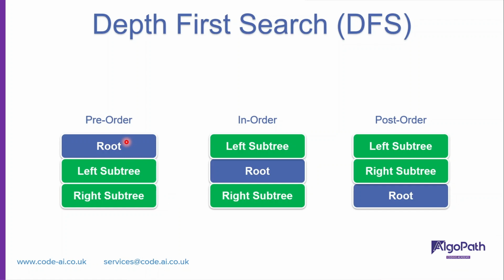For pre-order, the root is visited and processed first, then left and then right. For in-order, the left subtree is processed first, then the root, and then the right subtree. For post-order, the left subtree is processed first, then the right subtree, and then the root.